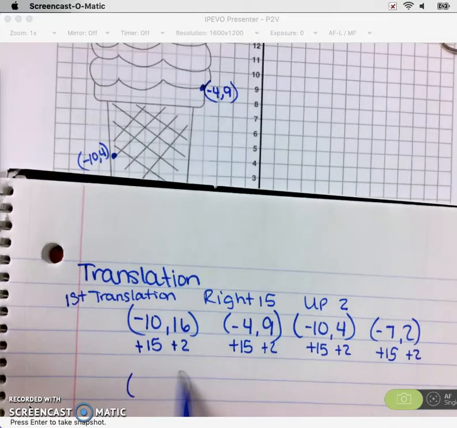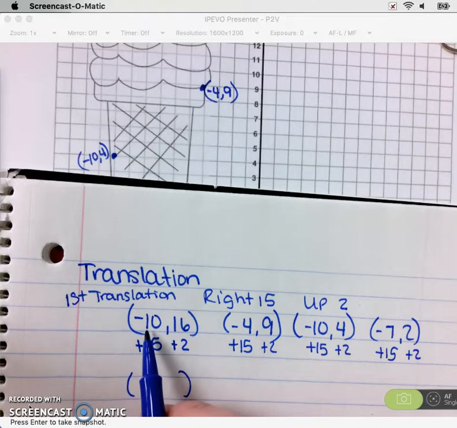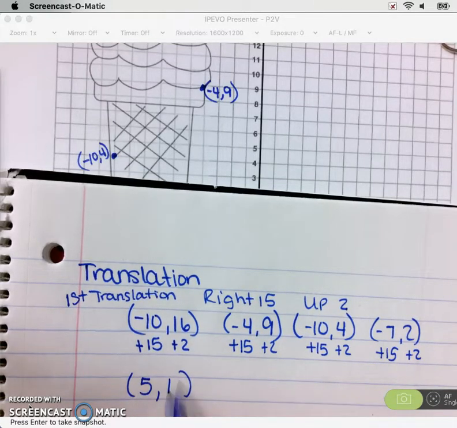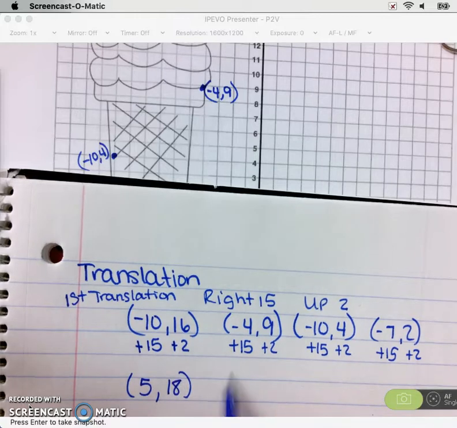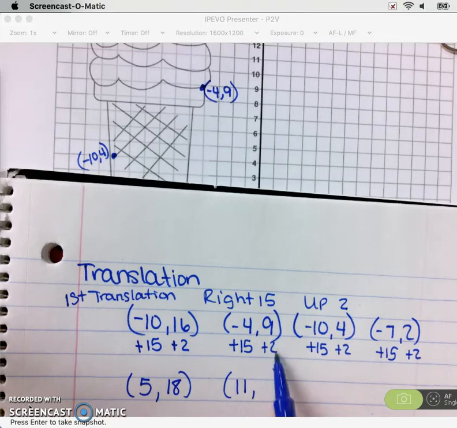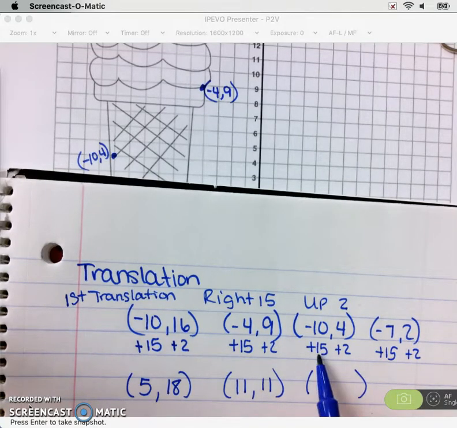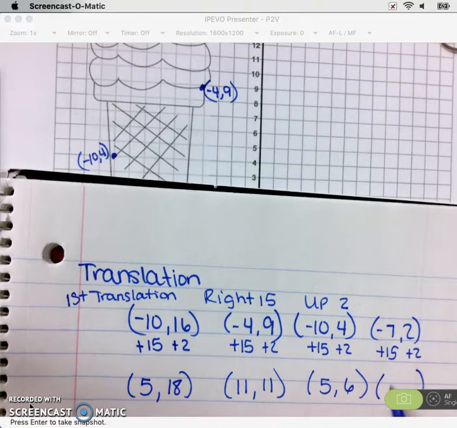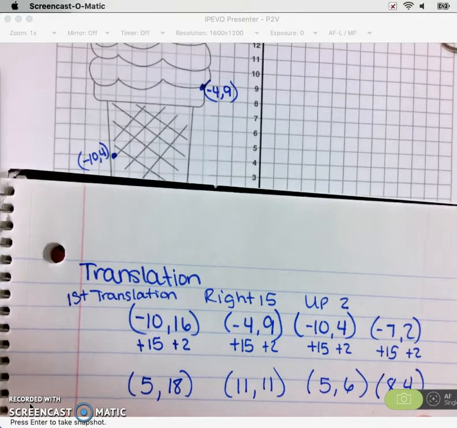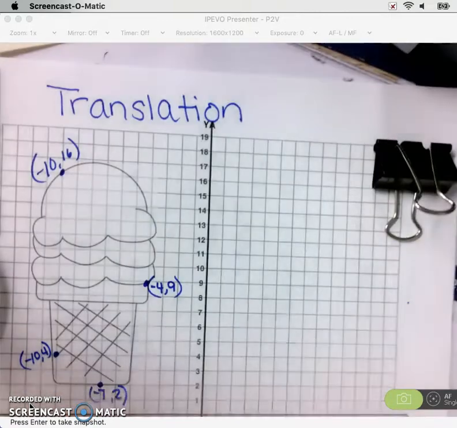I'm going to put -10 plus 15 equals 5. 16 plus 2 is 18. So that's my new point. -4 plus 15 is 11. 9 plus 2 is 11. -10 plus 15 is 5. 4 plus 2 is 6. -7 plus 15 is a positive 8. 2 plus 2 is 4. Now I have my new 4 points, and I'm just going to go plot them.